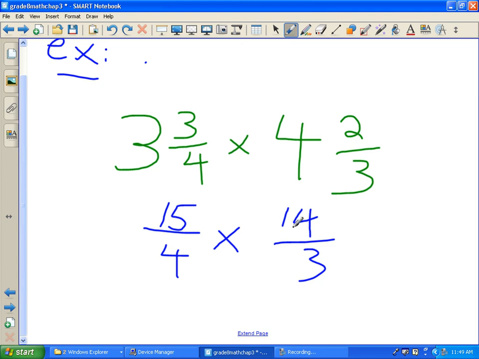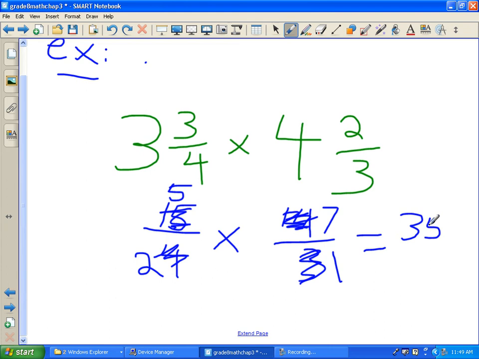Well, 4 does not go into 14, but 2 will certainly go into 4. How many times will 2 go into 4? Twice. How many times will 2 go into 14? 7 times. Will 3 go into 15? Yes, it does. So 3 goes into 3 1 time, and 3 goes into 15 5 times. Now we're multiplying. 5 times 7 is 35, and 2 times 1 is 2.